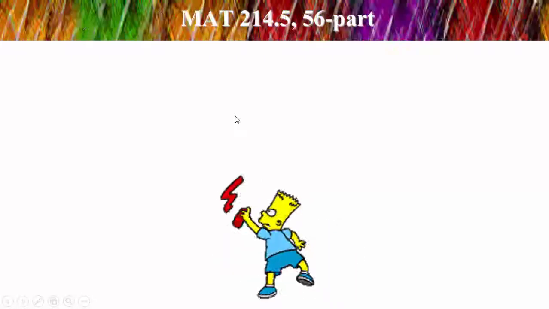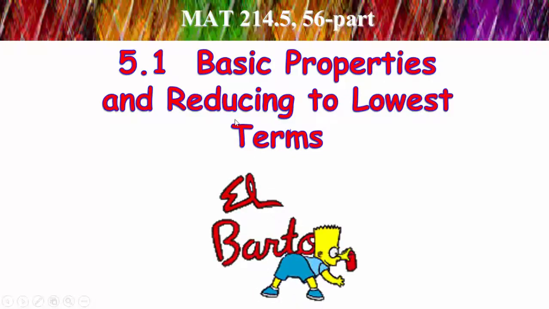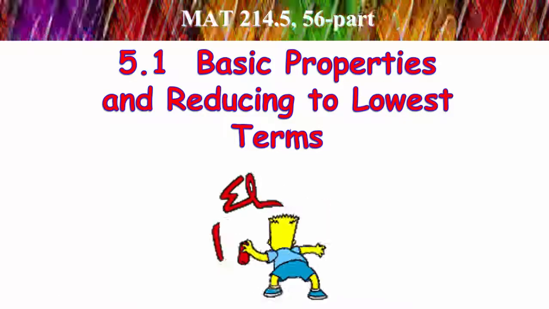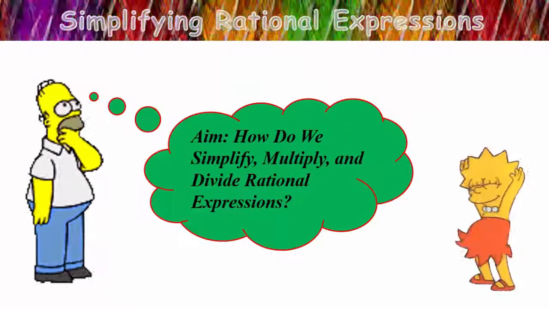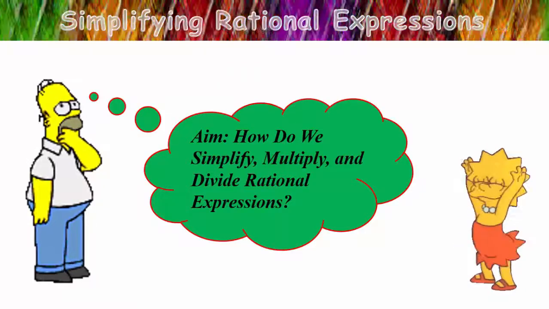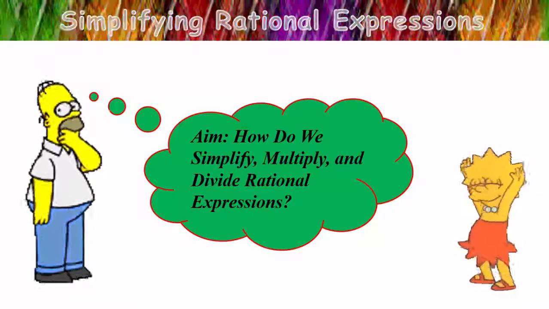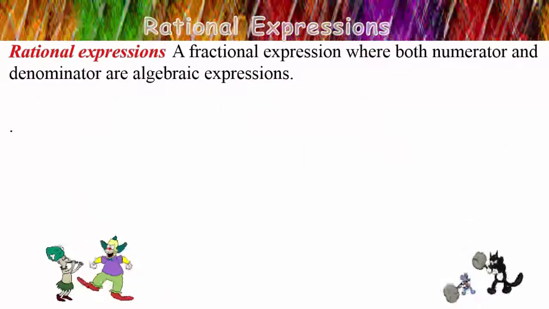In section 5.1, we're going to learn the basic properties of rational expressions and reducing them to the lowest terms. So, we're going to learn how to simplify, multiply, and eventually divide rational expressions. And how do we do this? Anyway, what is a rational expression?